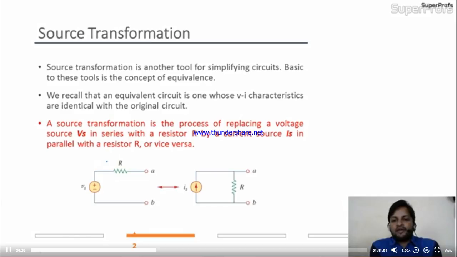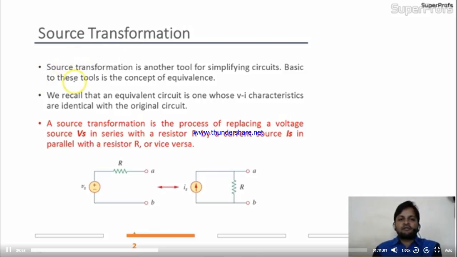Source transformation we have discussed in the first unit also. This source transformation is also a tool to simplify the circuit. Sometimes we get a voltage source in the circuit, so we can convert that voltage source into an equivalent current source, and maybe it will make the circuit analysis easy. That's why we are employing this.